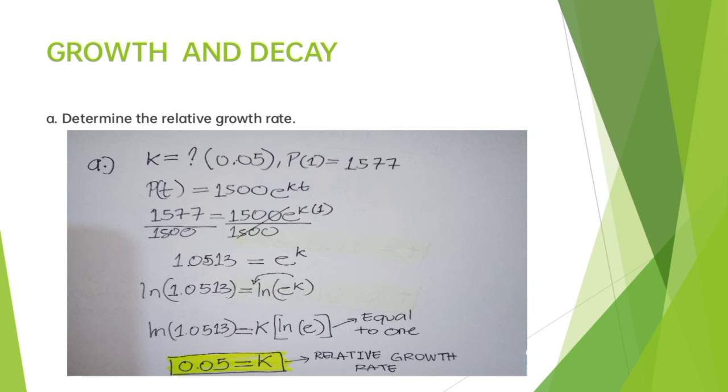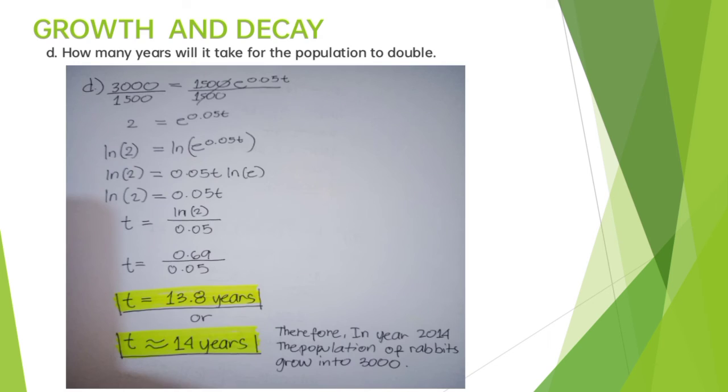Let's compute it. 3,000. Why 3,000? Because the problem says the population doubles. The initial population is 1,500, and 1,500 times 2 is 3,000. So, 3,000 equals 1,500 e raised to 0.05 times t. Divide both sides by 1,500, so we get 2 equals e raised to 0.05 times t.